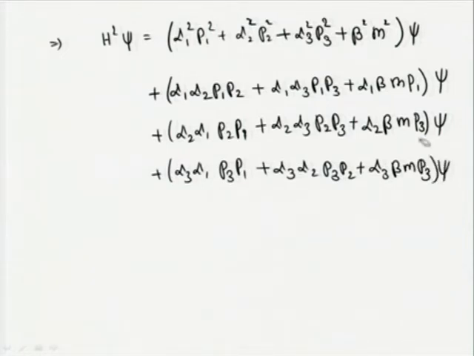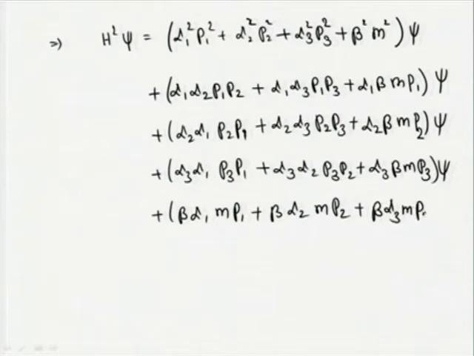The earlier one is actually P 2. Then one more set of terms: beta alpha 1 m P 1, beta alpha 2 m P 2 plus beta alpha 3 m P 3. So, these are the terms when you expand it. I have deliberately expanded it in explicit fashion, so that we will not confuse ourselves.